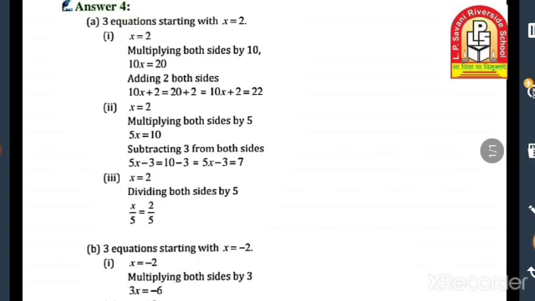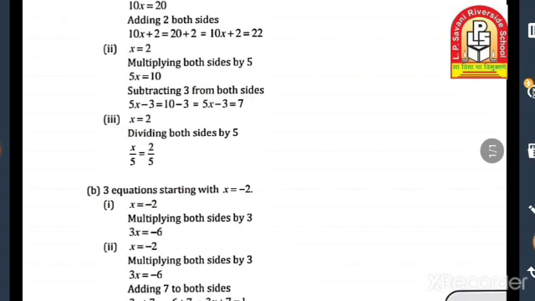Then after that, the next: x is equal to 2. For x is equal to 2, you can say that 5x is equal to 10. Then after that, 5x minus 3 is equal to 10 minus 3. So 5x minus 3 is equal to 7 over here. That is 3 equations. First of all, 5x is equal to 10. Then 5x minus 3 is equal to 7 over here.